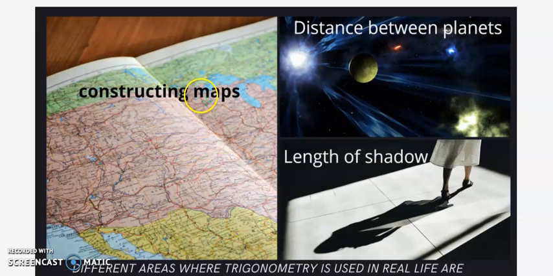Okay. The latest maps, the satellite based technology, the GPS system that you all have in your mobile phones, the Google Maps. Somewhere these technologies are being developed based on using trigonometry. The olden days map books that you have were constructed using trigonometry. The distance between planets, the distance between different celestial objects, the distance between sun and moon, the distance between earth and moon, everything was being calculated using trigonometry. And the length of a shadow can also be calculated using trigonometry.